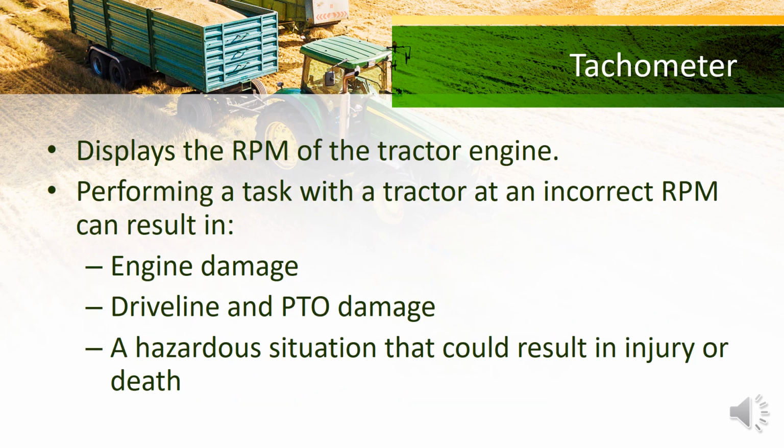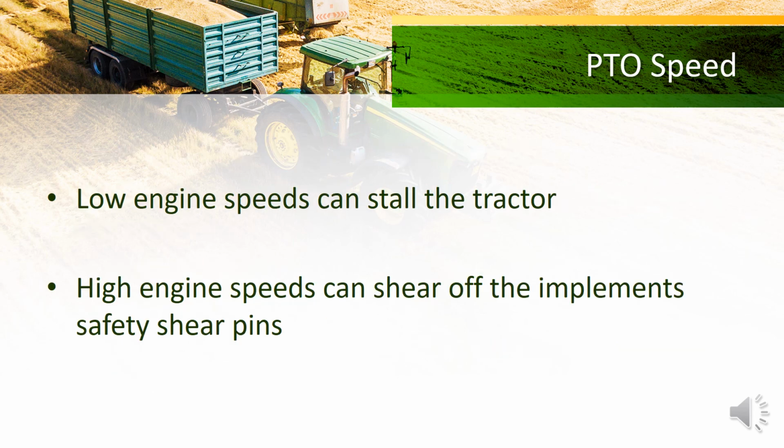So one of the main gauges that you'll see on your tractor is the tachometer. Now this displays the rotations per minute of the tractor engine. So if you are using a tractor with an incorrect RPM, it could damage your engine, your driveline, or your PTO, and it could create a hazardous situation that could result in injury to the operator. So the PTO speed is really important. You need to make sure the PTO speed and the RPMs are compatible. If you're running too low of an engine speed, it could stall the tractor, and if you're running too high of an engine speed, you can shear off the implement's safety pins.